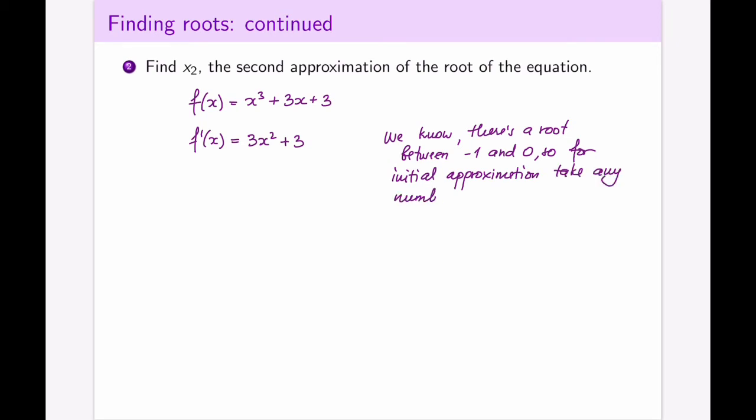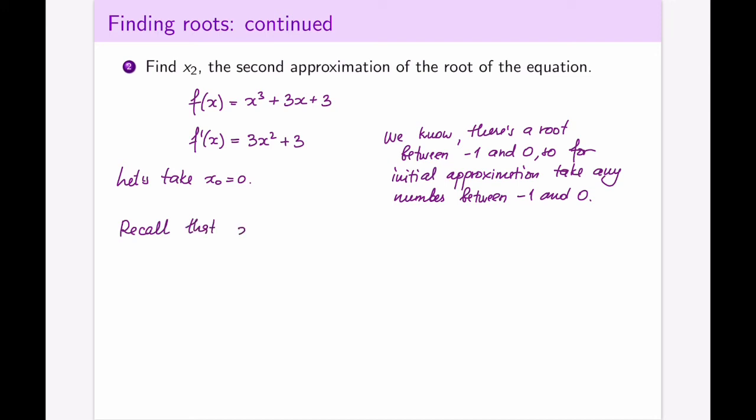Now, generally, the easier number is easier to compute with. So the easiest number to compute with is, of course, 0. So that's what I'm going to do. We're going to take x naught, my initial approximation, to be 0. Now let's recall the Newton's method formula.